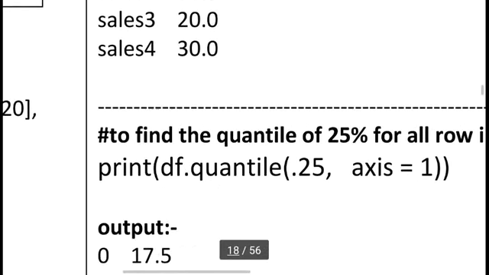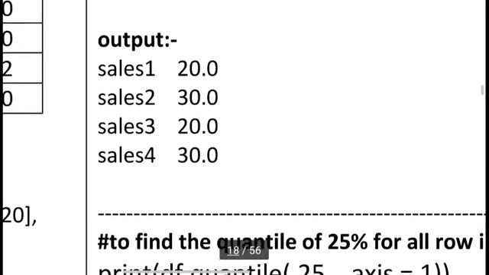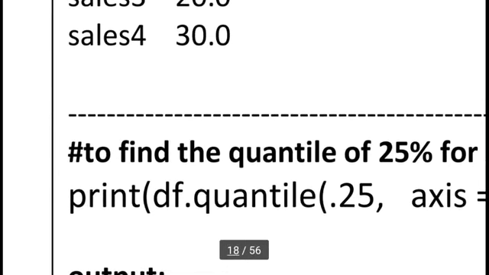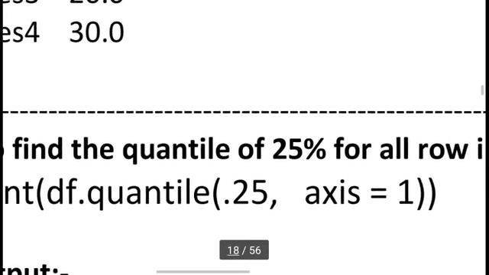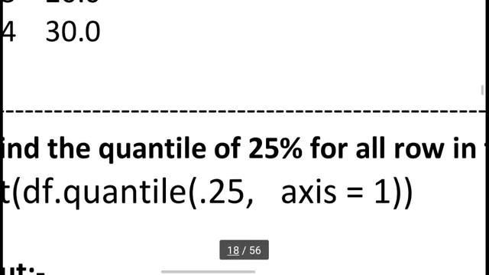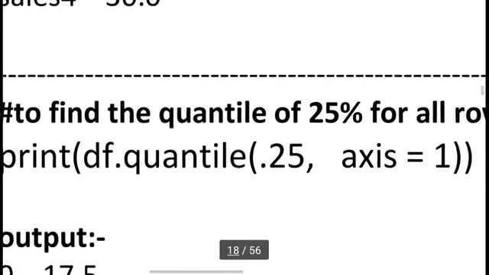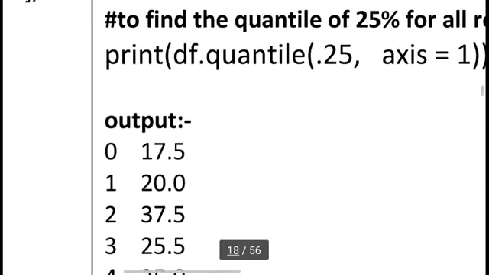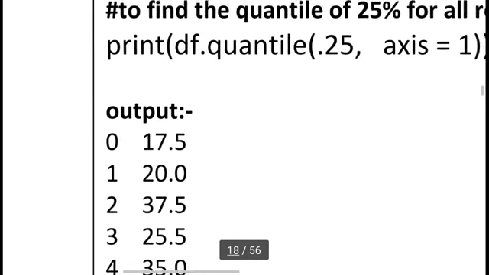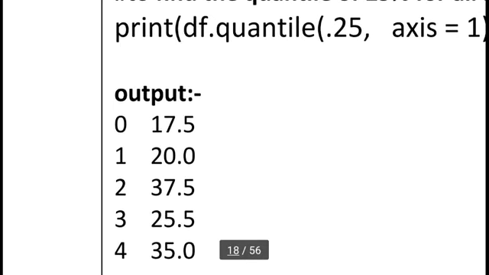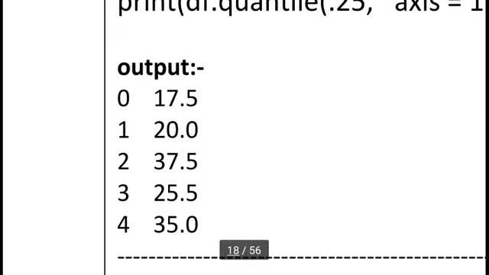Suppose for each and every row, here I am using df.quantile(0.25) with axis equal to 1. This is important. Axis equal to 1 means, in our language, we access all the rows of the data frame. So you can see 17.5, the first row's 25% data, the second row 20, the third row 37.5, 25.5 and so on.